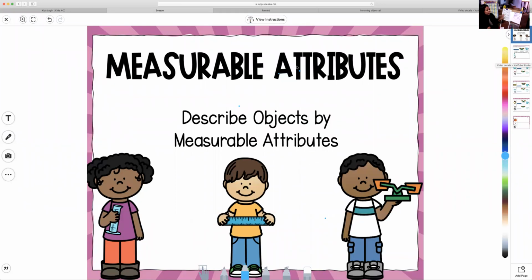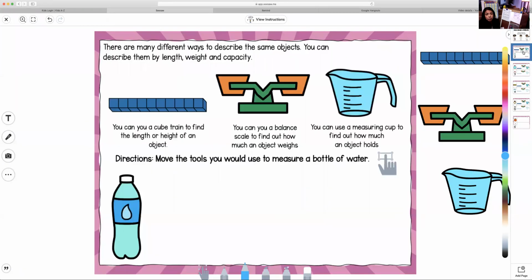Okay, so today we're going to continue with 5:10. We're going to skip 5:9, and I will tell you guys soon why. So here goes our screen. Everyone go ahead and look at the screen that Miss D is showing you. Go to page 2 by clicking right here, where it says 1, 2, 3, 4, 5, 6. Now this one says, there are many different ways to describe the same objects. You can describe them by length, weight, and capacity.